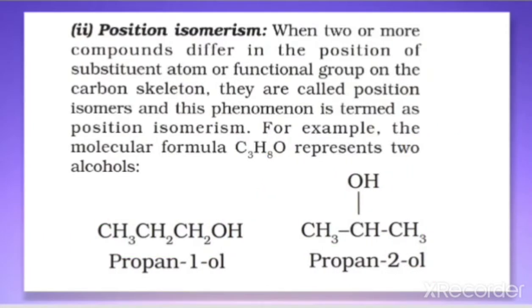So the name position isomerism is used because there is a difference in the position of the substituent group, or we can say any functional group. If there is a difference in the position in the main chain, then it is called position isomerism.